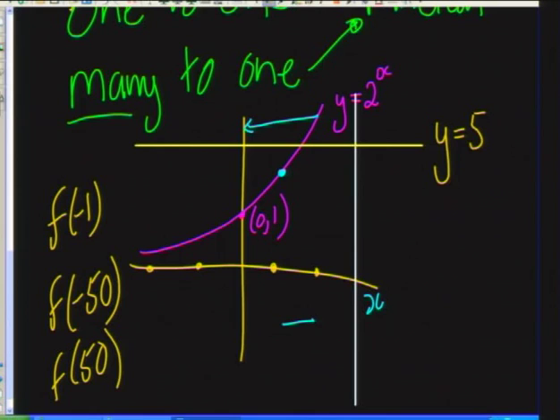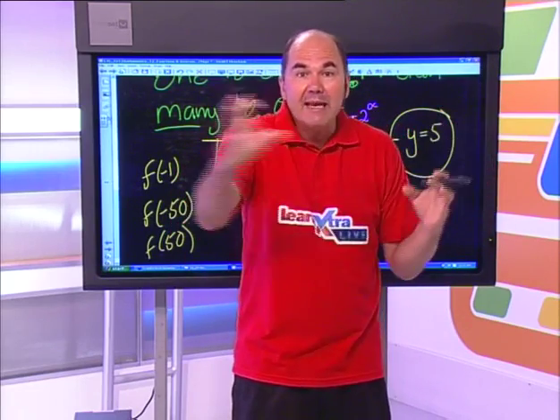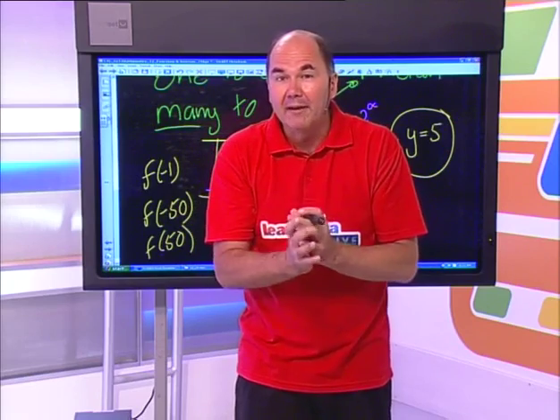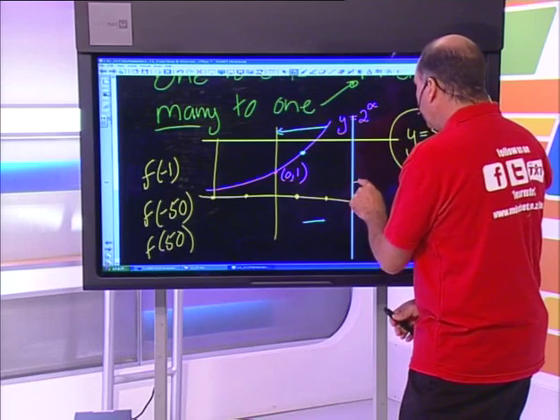What's going to be the output? Doesn't matter what my input is. All of them are going to give me the same output of 5. So this is an example of many things mapping to 1. It's a many to 1 relationship. Is it a function? Well, you check.